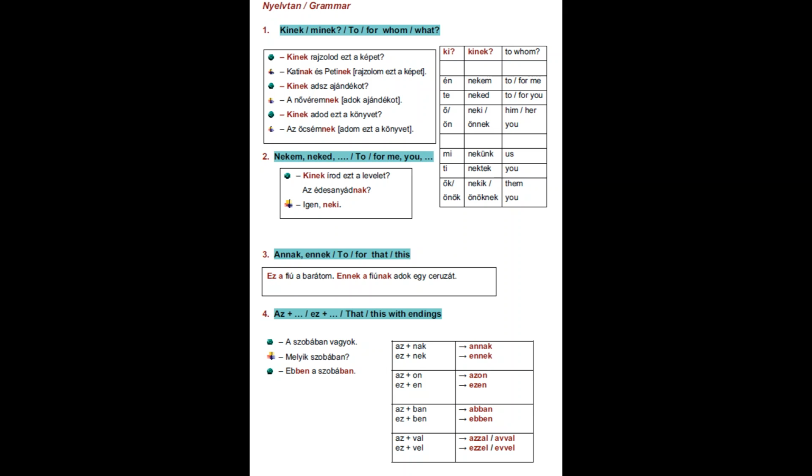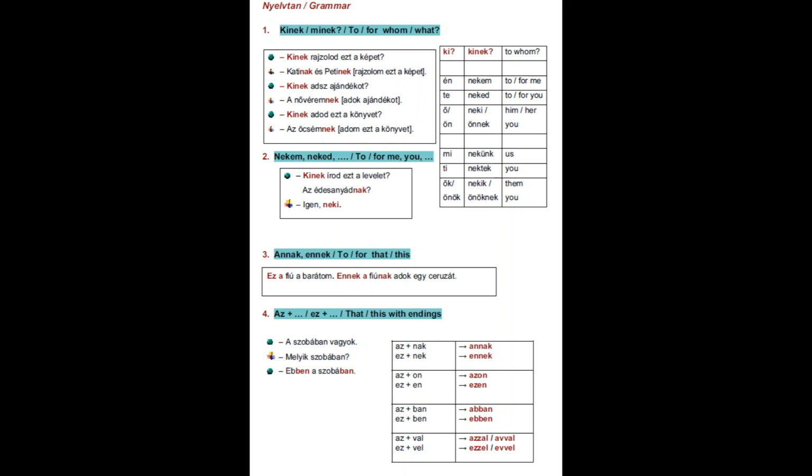If I'm saying my mother, for my mother, how would I say for my mother? Try, think about it, say it out loud now. Did you say édesanyámnak? If you said édesanyámnak, then you were right.